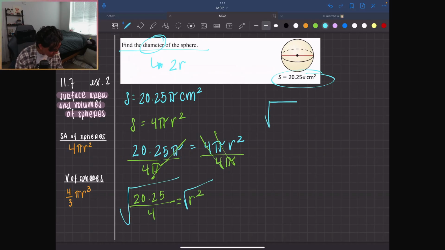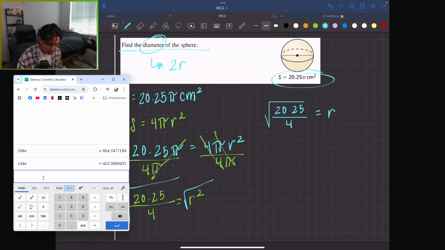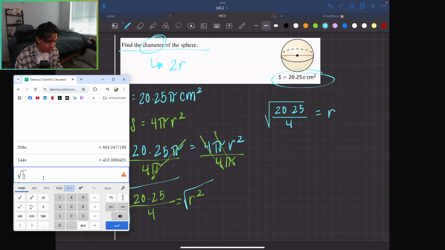So the square root of 20.25 over 4 is going to be the radius. So let's go ahead and pop that into a calculator and see what we get. The square root, and make sure everything is underneath the square root. If you are using a different calculator, you have to make sure that you find out what 20.25 divided by 4 is first and then square root that. So we have here 2.25 as the radius.